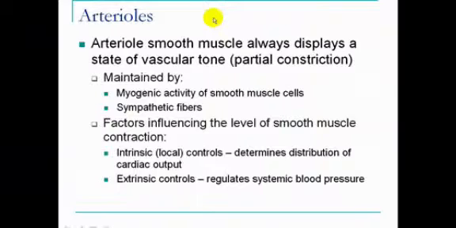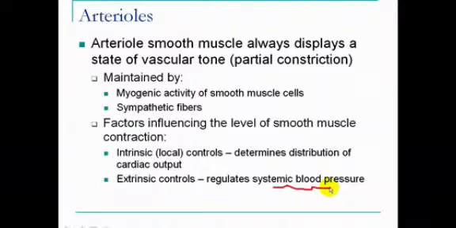So in this case, your extrinsic control is your sympathetic nervous system. And the purpose of the extrinsic control is to regulate your overall systemic blood pressure. What that means is, in general, if your blood pressure drops, the goal of your sympathetic nervous system would be to cause vasoconstriction of the arterioles and bring blood pressure back up.